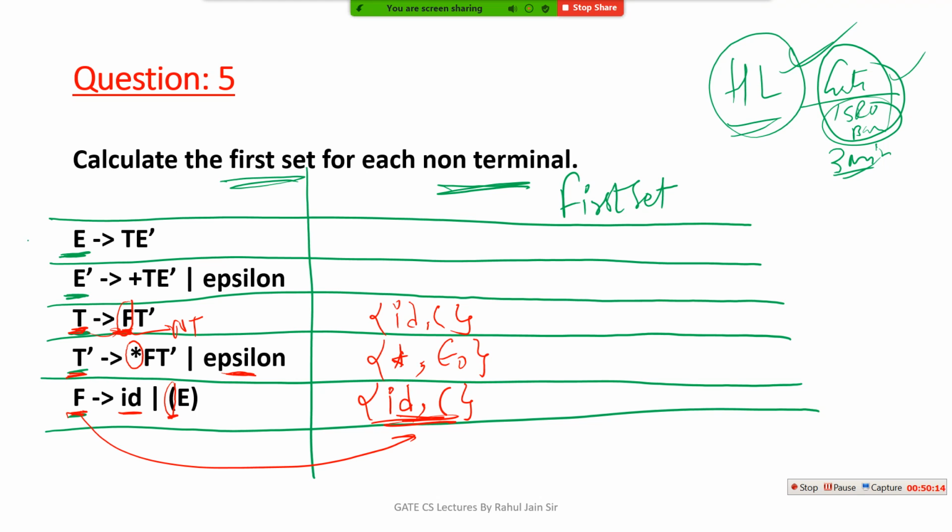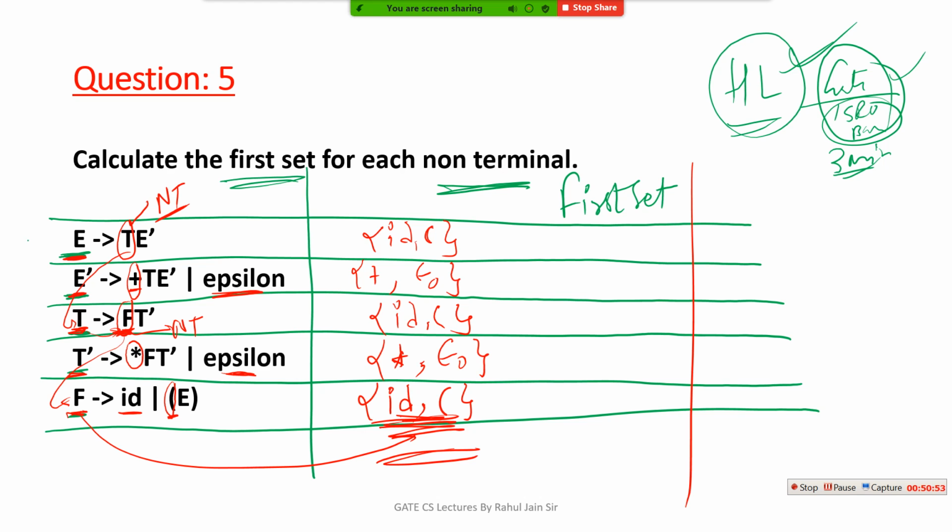Okay. Now what is first of E dash? First of E dash is this terminal, that is plus, and epsilon. So plus and epsilon is the first of E dash. And what is first of E? First of E is T. T is a non-terminal. So what is first of T? First of T is first of F. What is first of F? First of F is ID and open brace. So ID and open brace. It is the exact answer, the correct answer, the first set of each non-terminal.